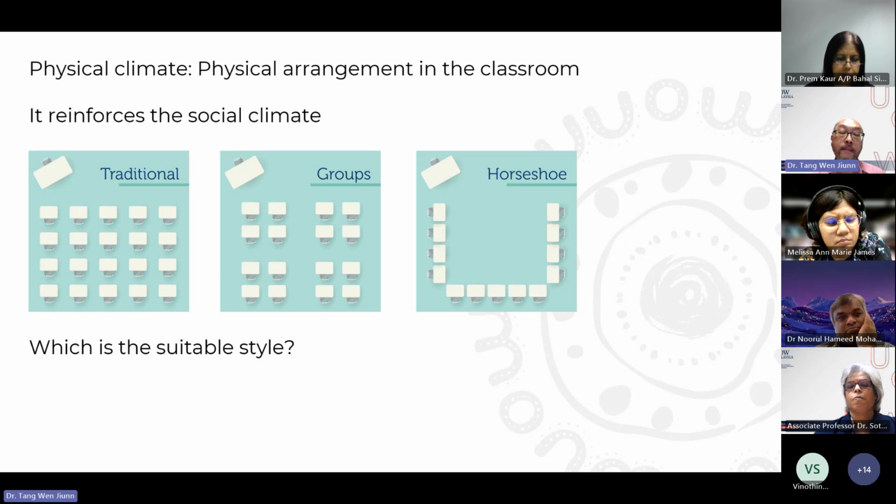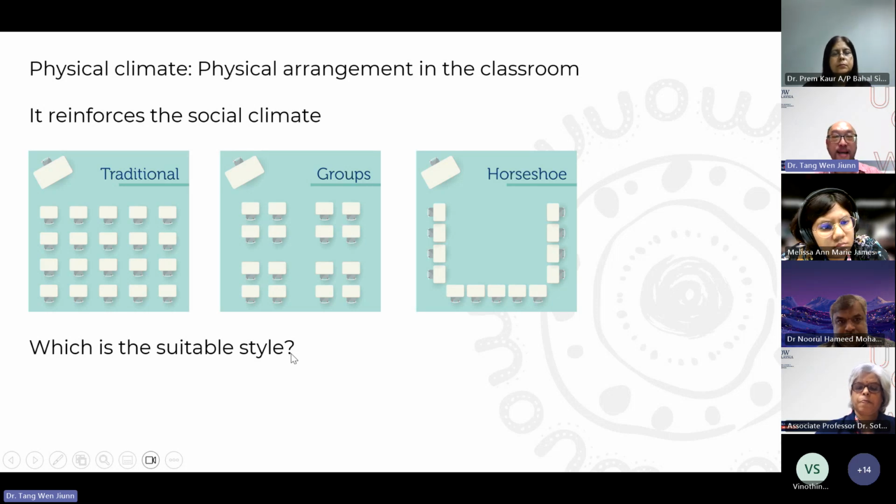Another one is physical climate. Physical climate here refers to the arrangement of the room. So how will that help the social climate? We have the traditional one-to-one, like separate tables like this, or we have the group, we have the horseshoe. These are just three examples. We can always customize the room to meet the requirements of the activities we want to do. Which style is suitable depends on the activity.